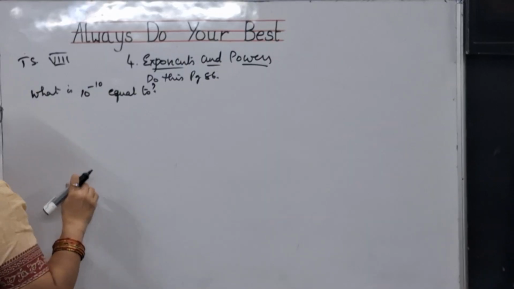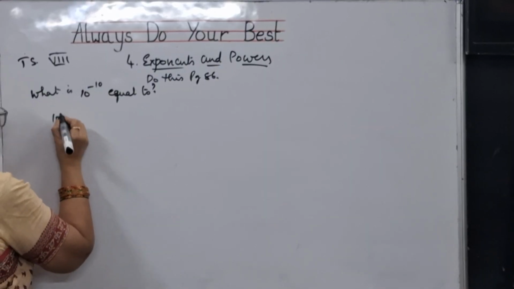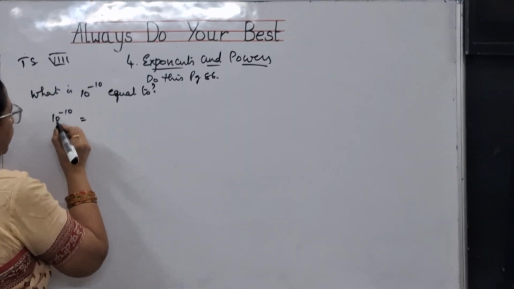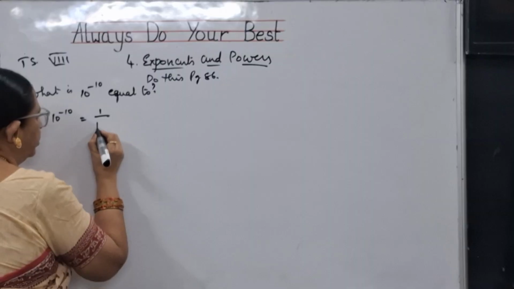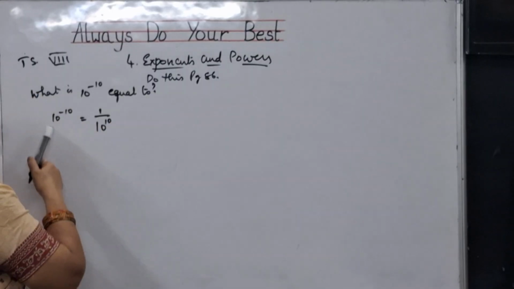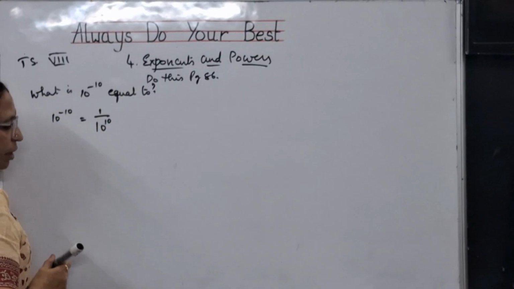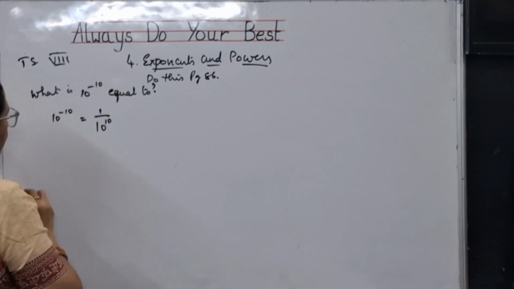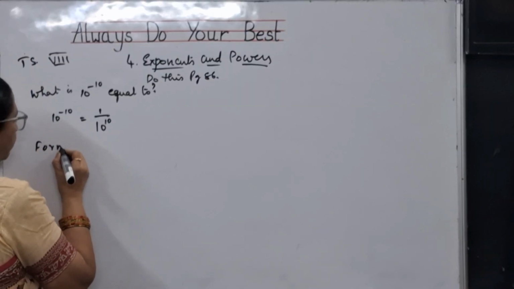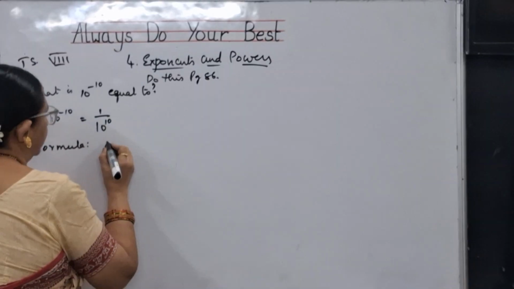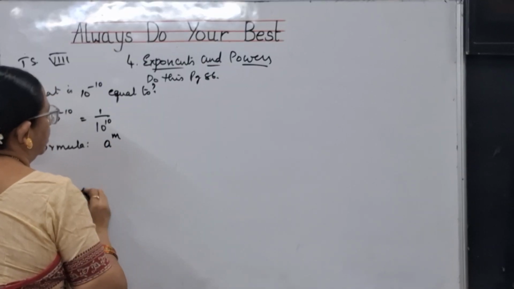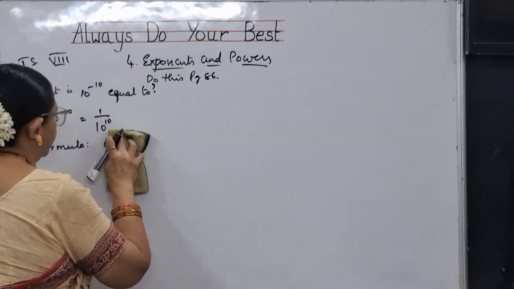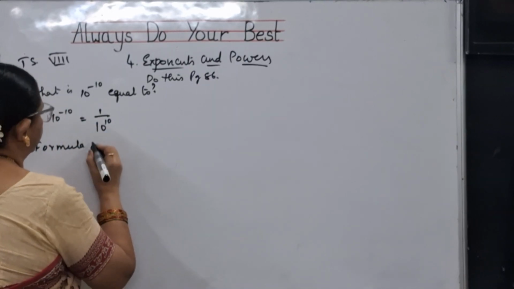So 10 to the power of minus 10 means these are all negative powers. When the power is negative, if you want to make it positive, you have to put it in the denominator. This should be kept in the denominator. 1 by 10 to the power of 10 is the value for it. So basing on this, let us write a formula. The formula here is a to the power of m multiplicative inverse. This can be considered as a formula for multiplicative inverse.